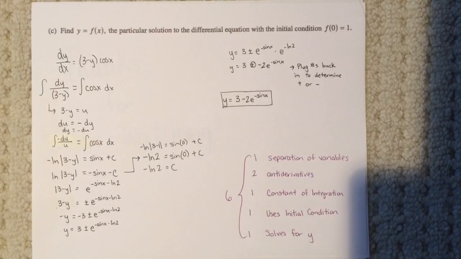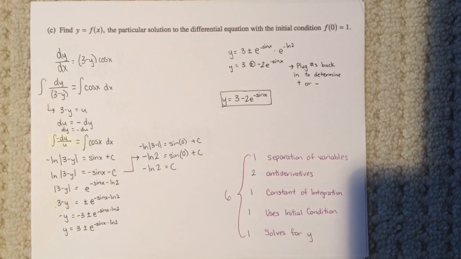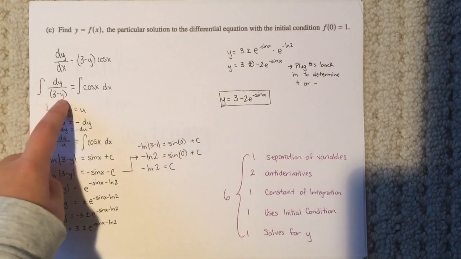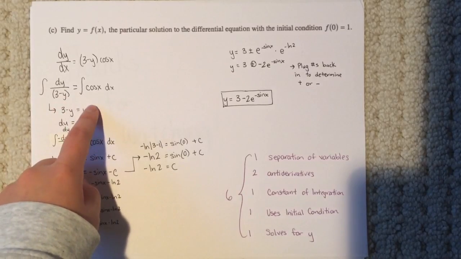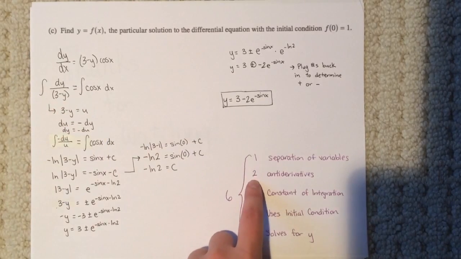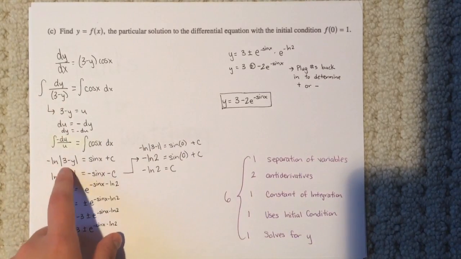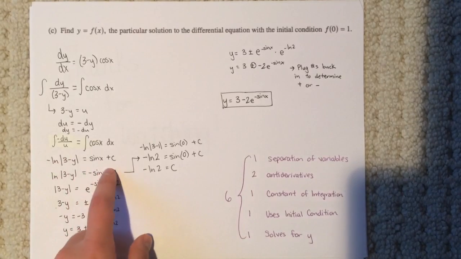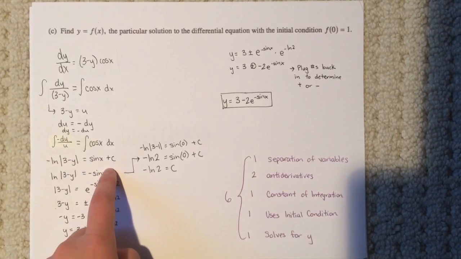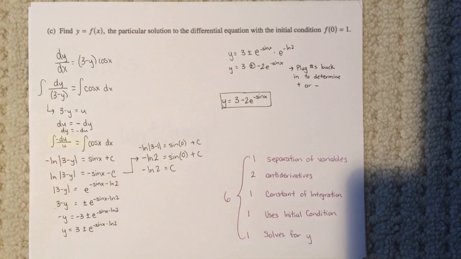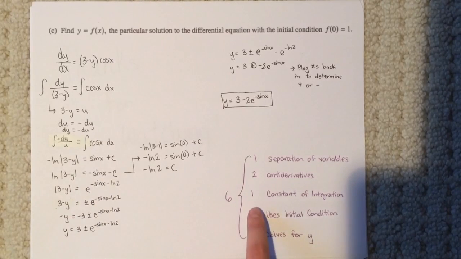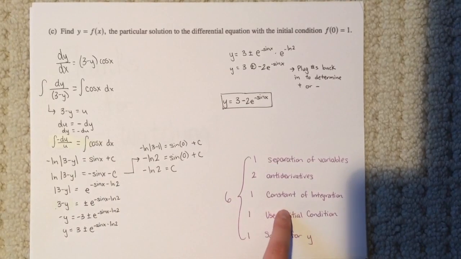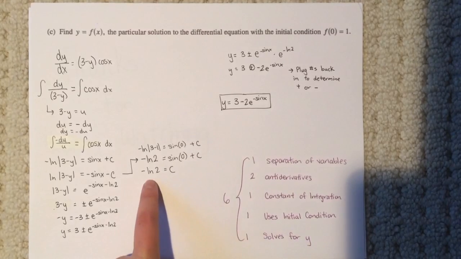On the AP test, this part of the question would be worth 6 points. 1 for the separation of variables, moving y to one side and keeping x on the other. Then 2 points for antiderivatives, making sure your antiderivatives are correct, and making sure you have plus c here. That's the thing a lot of people forget, which is not good, because you do need to solve for c, which is the next point, which is the constant of integration. You have to solve for c and get the correct value.